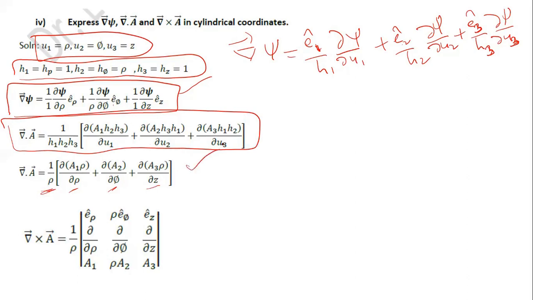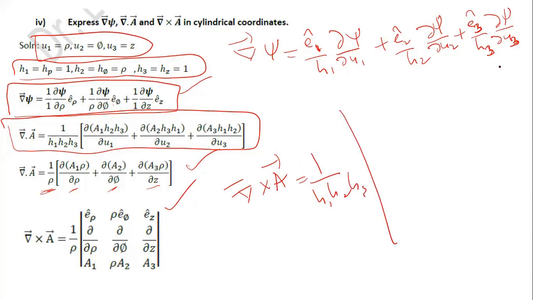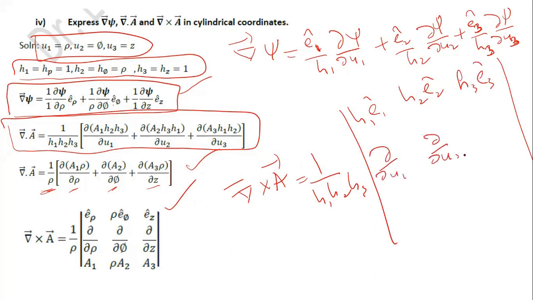So this is your divergence. And similarly, I think you can write the curl here. Curl, as we know it, was 1/(h1 h2 h3) times the determinant with rows h1 e1 cap, h2 e2 cap, h3 e3 cap; del upon del u1, del upon del u2, del upon del u3; and a1 h1, a2 h2, a3 h3.